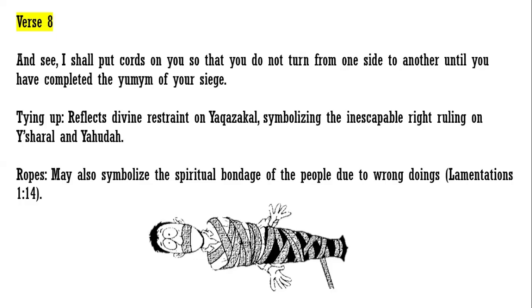But I know the restraint that you will feel from being tied up, not able to move at all, just stuck in one place. So ropes may also symbolize the spiritual bondage of the people due to wrongdoings. Now we're going to witness this with Lamentations 1, verse 14.